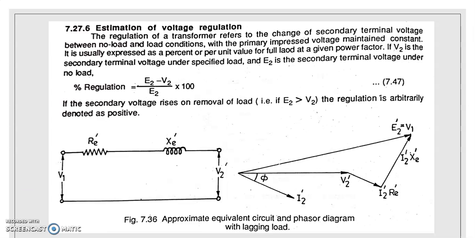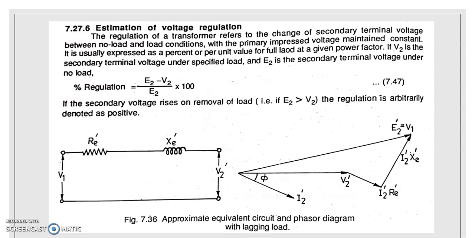Estimation of voltage regulation. Regulation of the transformer can be defined as the change of secondary terminal voltage while changing the load from no load to the full load with constant primary voltage. It is expressed in percentage, or sometimes in per unit value also, for full load at a given power factor. If V2 is the secondary terminal voltage under specified load and E2 is the secondary terminal voltage under no load, then percentage regulation is equal to E2 minus V2 upon E2 into 100.